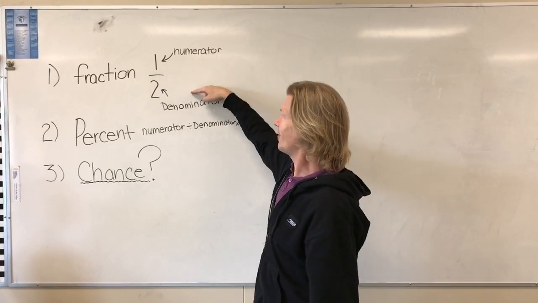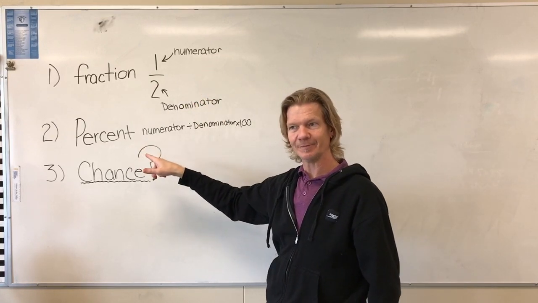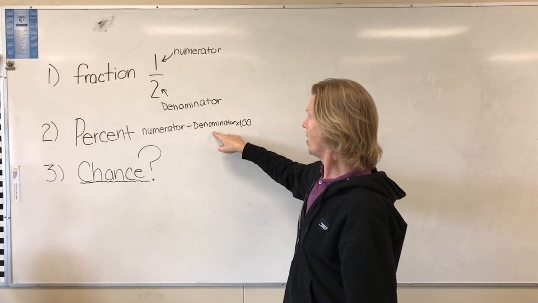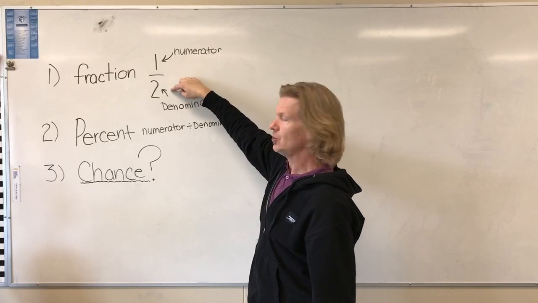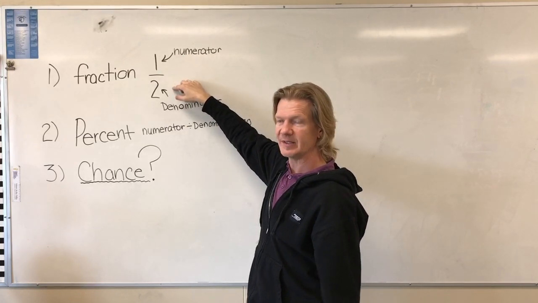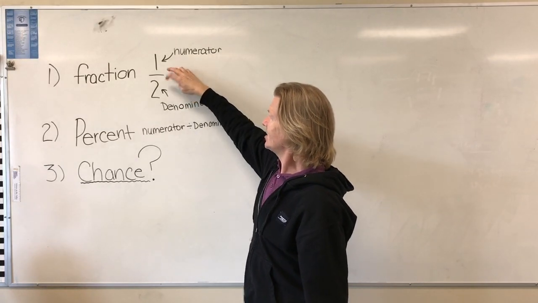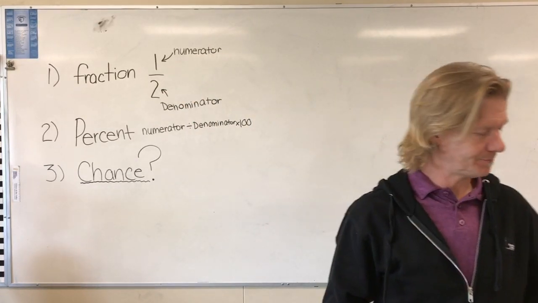So once you've created a fraction, we'll go back to that in a minute, then you need to make a percent from that fraction. And the percent is really easy. It's top number divided by bottom number times 100. So in this example, 1 out of 2, 1 divided by 2 is decimal 0.5, times 100 is 50%. So this is actually the example of flipping a coin. And this is where the numbers come from.